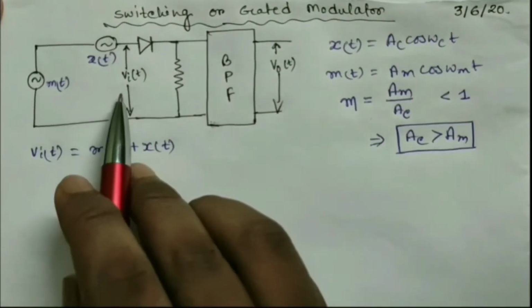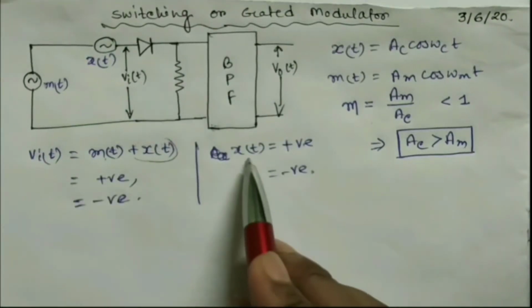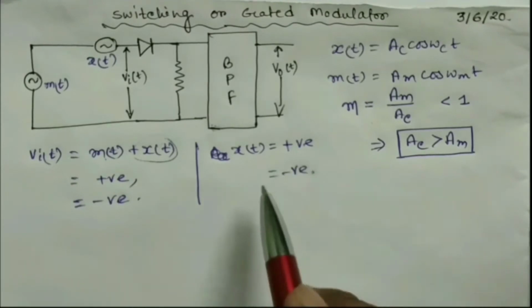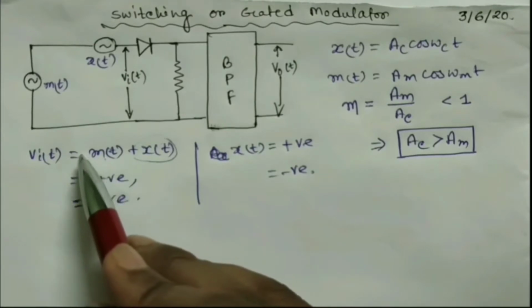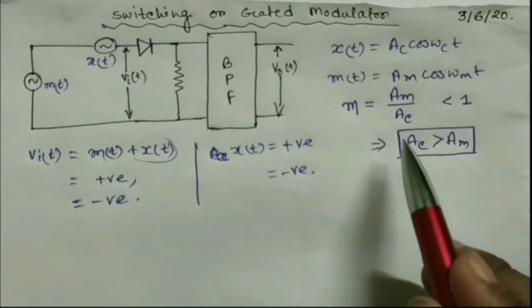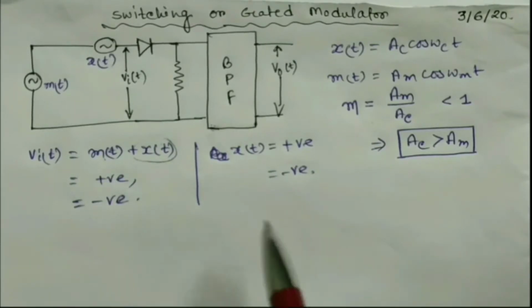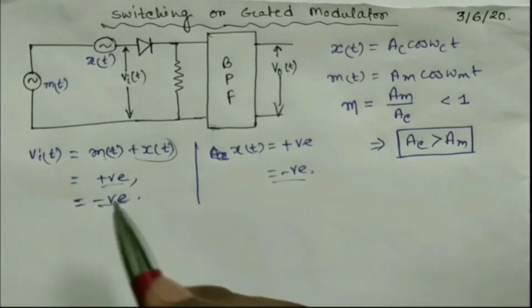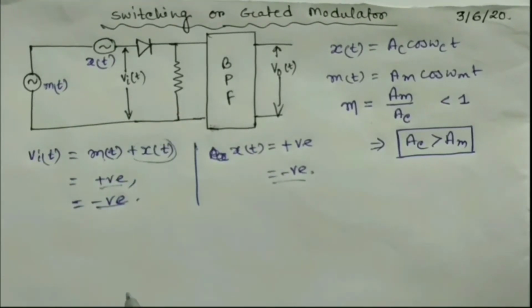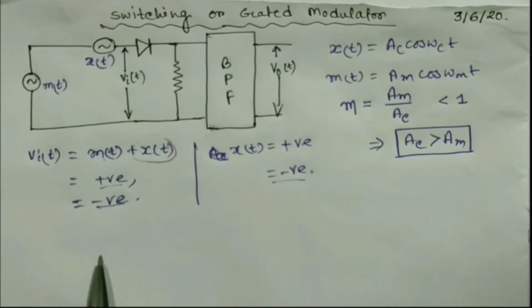Now here this Vi(t) is the addition of the message signal and the carrier signal. When the carrier signal is in the positive half cycle, that is its value is positive, then whatever be the sign of the message signal, since x(t) is dominating between m(t) and x(t), this Vi(t) will be positive, and when this is negative, Vi(t) will be negative. Considering the diode to be ideal, in the forward bias condition, the diode will have zero impedance, whereas in the reverse bias condition, it will have infinite impedance.